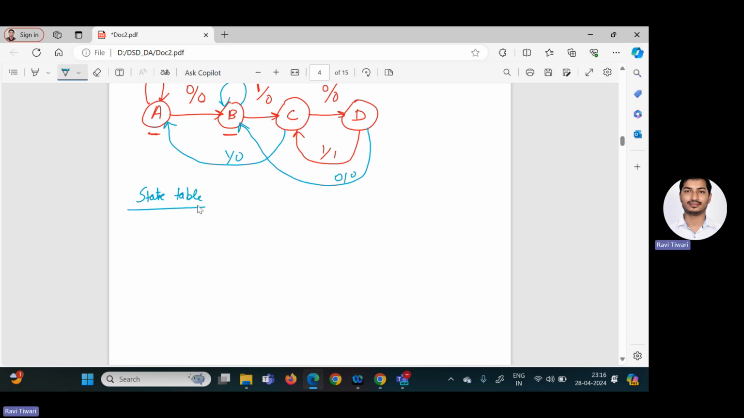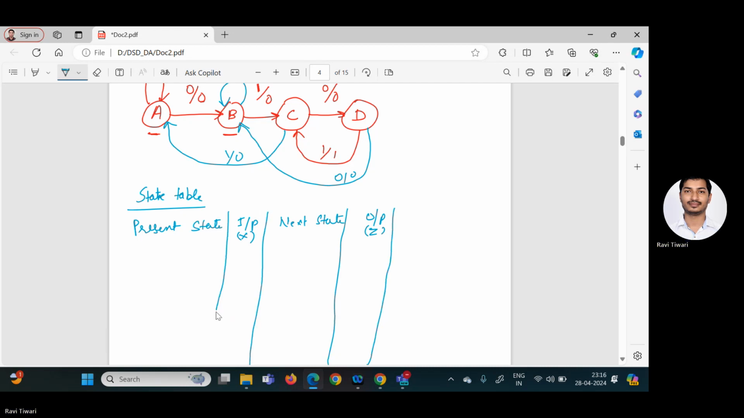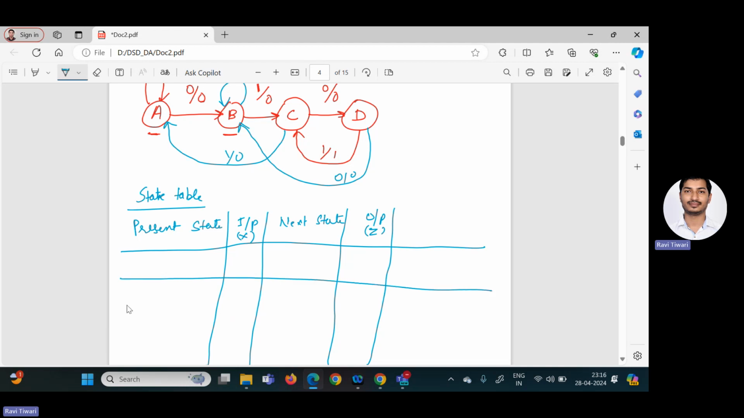In the state table, we have the present state, then we have the input, then we have the next state, then we have the output that is represented by Z, and the input is represented by X. So first we have to find out these things, and then we will go for which type of flip-flop we have to use. Okay, so how many states are there? 4 states. So I'm making 4 lines here: 1, 2, 3, and 4.